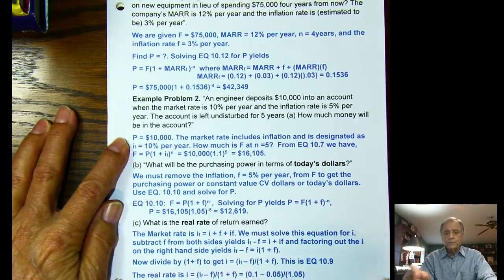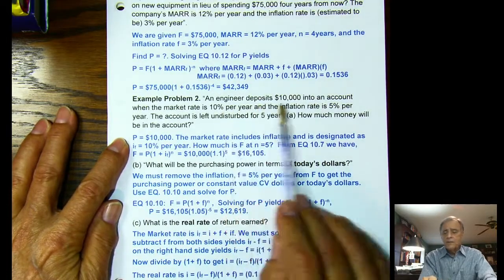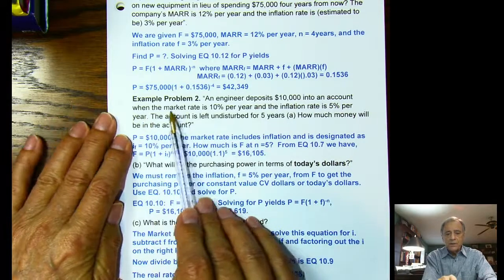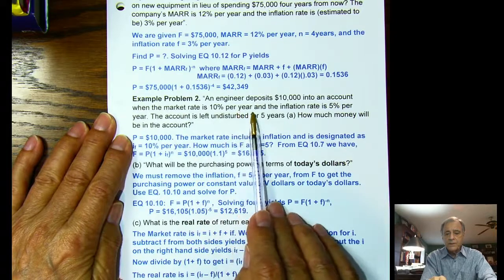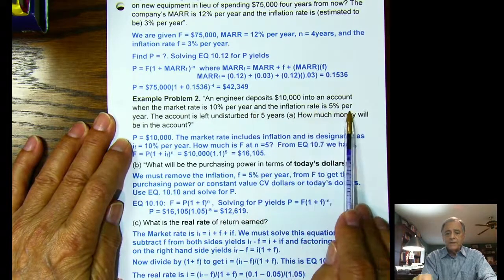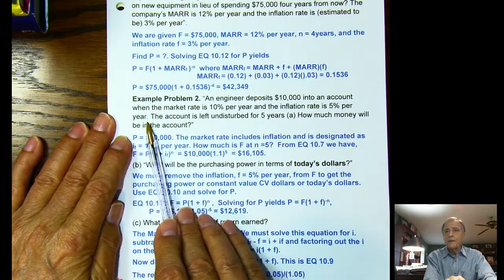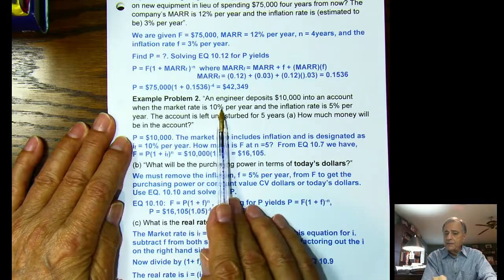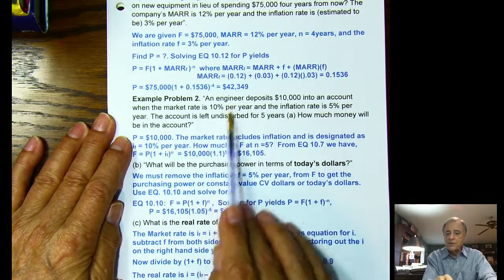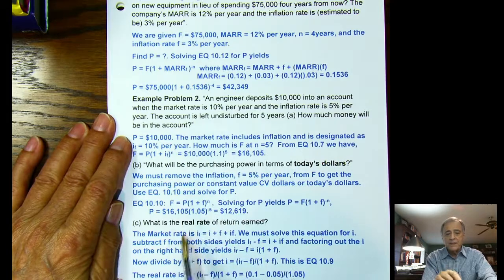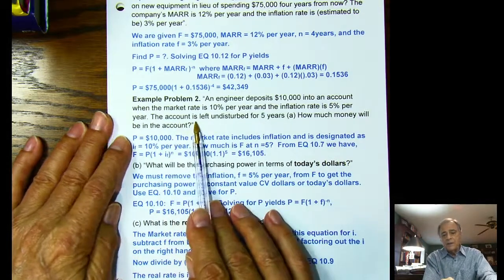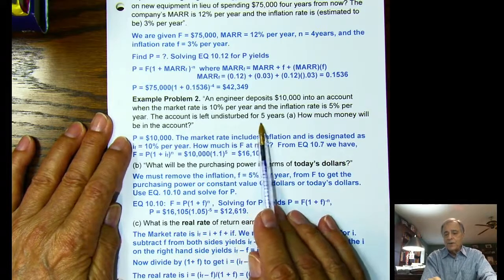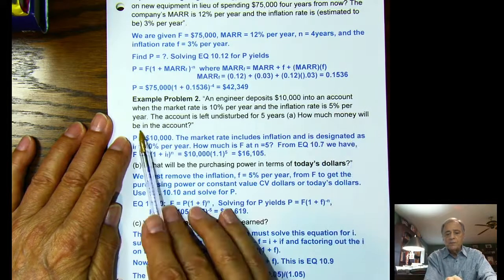Example 2. An engineer deposits $10,000 into an account when the market rate is 10% per year and the inflation rate is 5% per year. Remember, the market rate includes inflation, so that 5% is already embedded in that 10%. The account is left undisturbed. In other words, no deposits, no withdrawals for 5 years. How much money will be in the account?